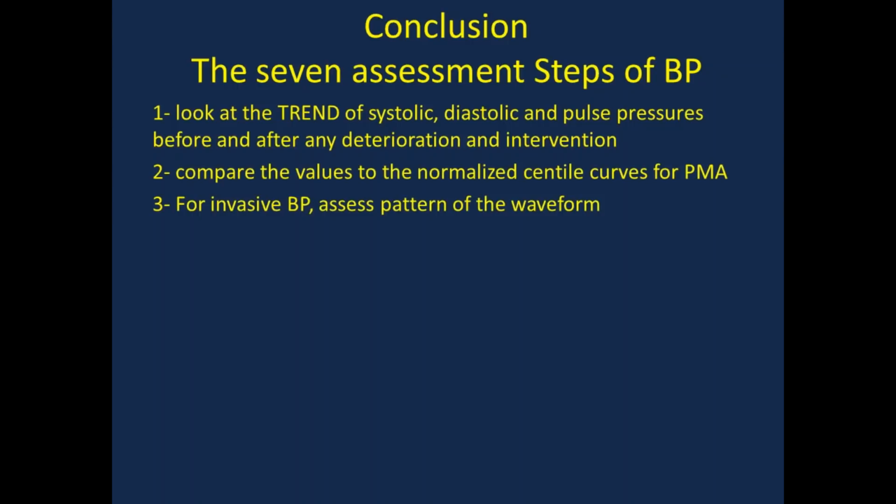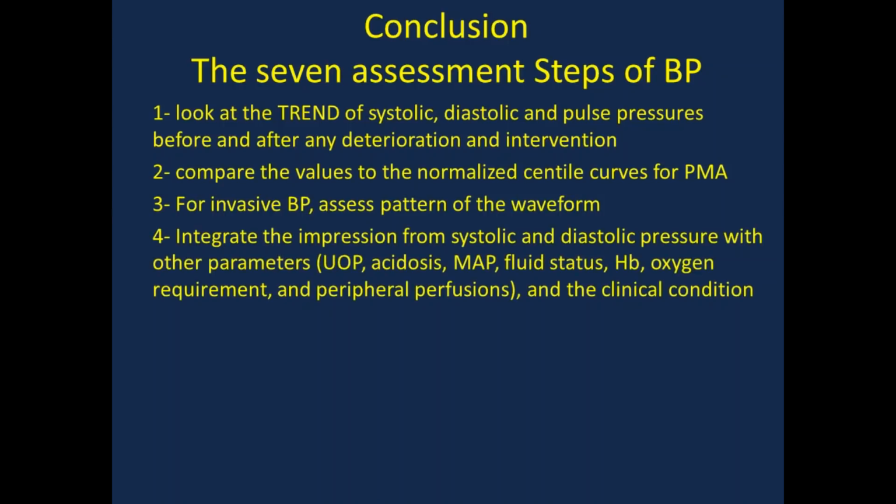For the invasive blood pressure, assess the pattern of the waveform. It might also give you a clue about the diagnosis. Integrate the impression from systolic and diastolic pressures with other parameters like urine output, acidosis, mean airway pressure, fluid status, and hemoglobin, which is very important. You have to maintain adequate oxygen delivery. You have to be sure that the hemoglobin is acceptable in your case. Also consider oxygen requirement, perfusion, and the clinical condition.